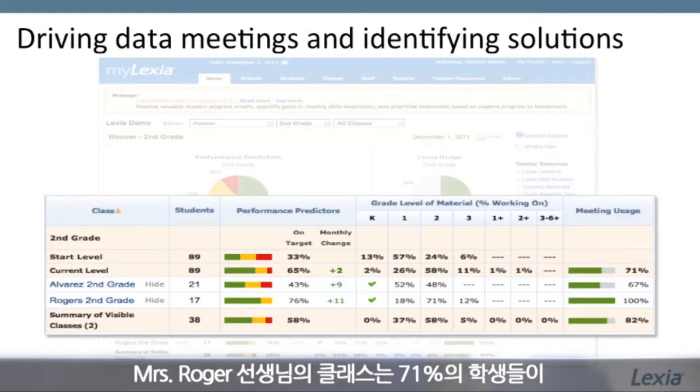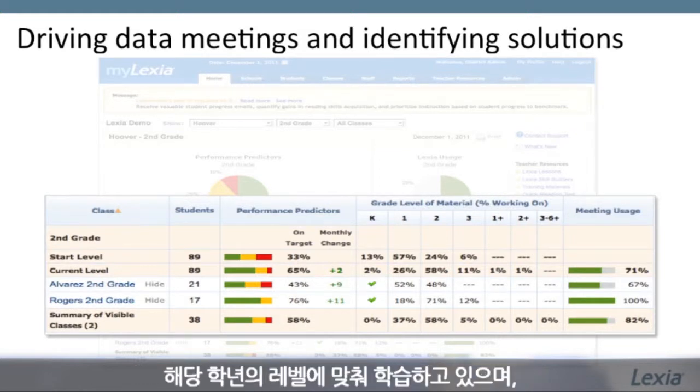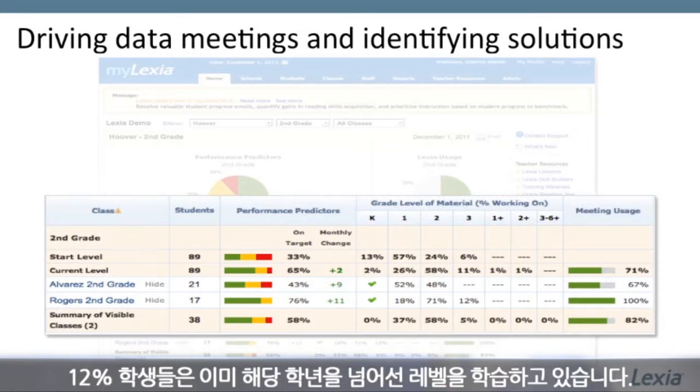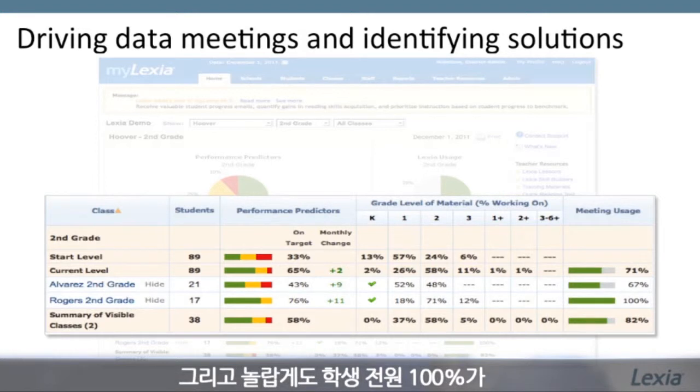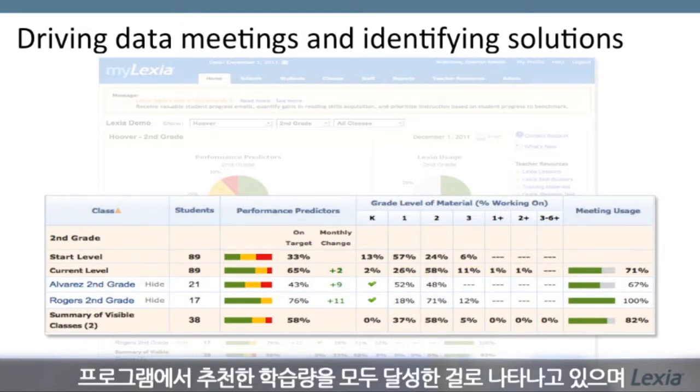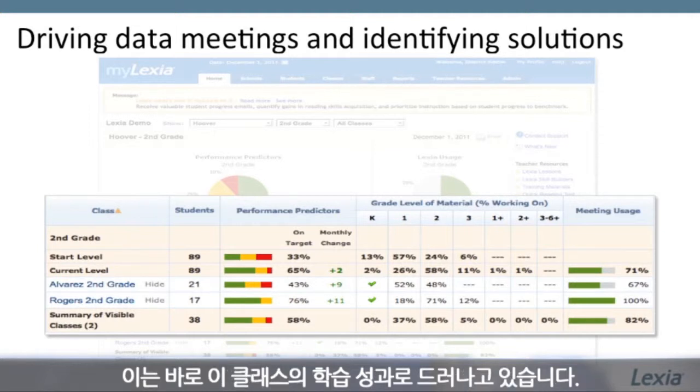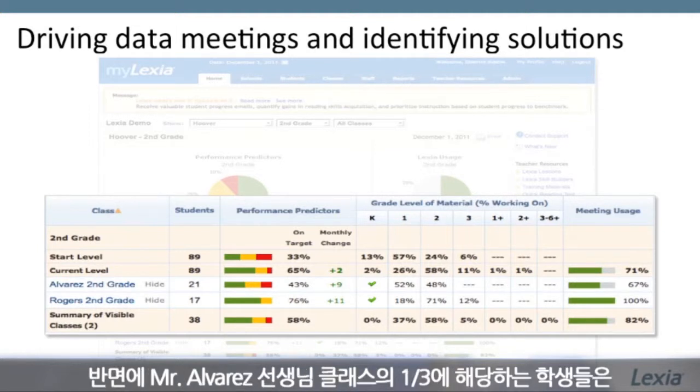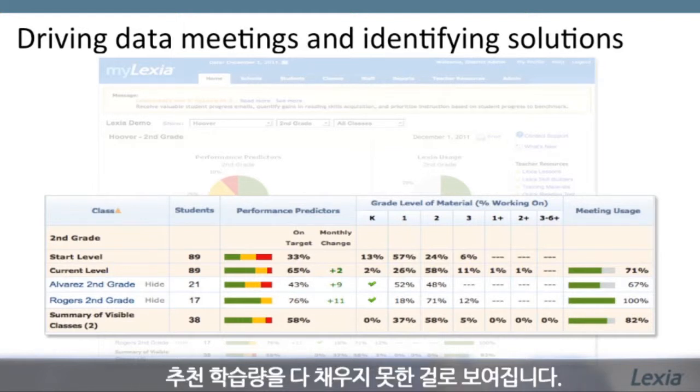In contrast, 71% of Mrs. Rogers' students are at grade level, while 12% are actually working above grade level. Notice that 100% of Mrs. Rogers' students are meeting their recommended usage on the software, a reason for their strong performance. However, 1/3 of Mr. Alvarez's students are failing to meet their usage levels.